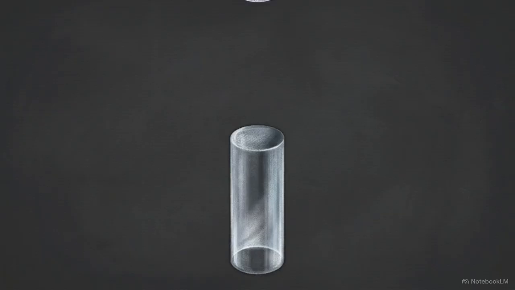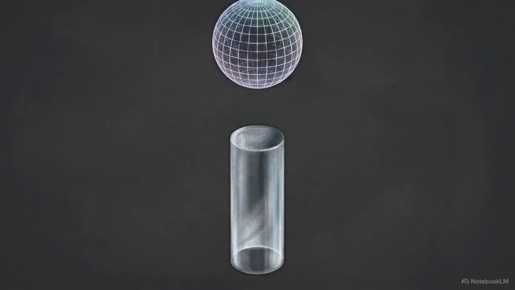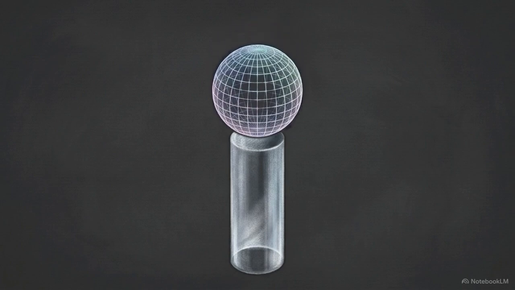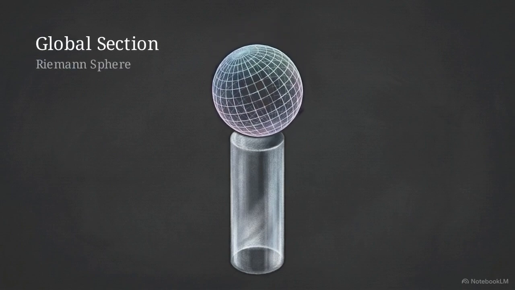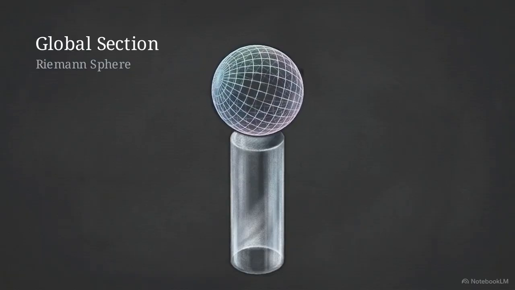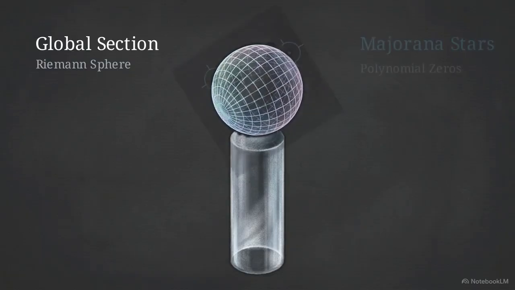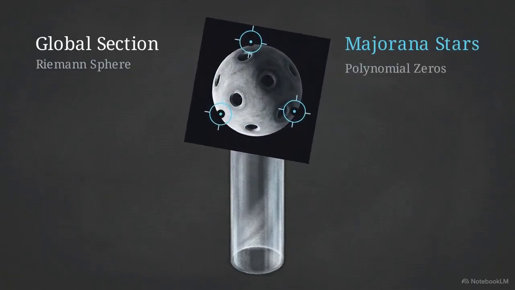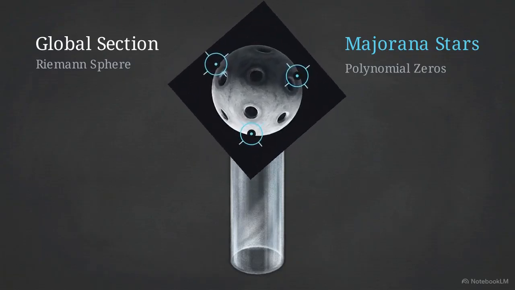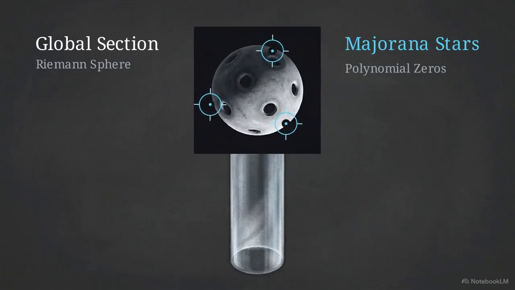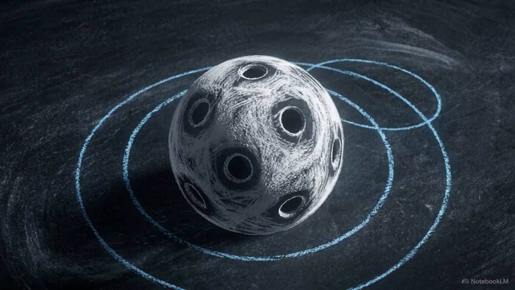Mathematically, this global section takes the shape of a Riemann sphere, embedding itself directly into the geometry of the bundle. The entire embedded sphere rotates as a single unified geometric object. The distinct punctures on this rotating sphere are the zeros of the polynomial, known in applied physics as Majorana stars. The true quantum state emerges from the synchronous rotation of an entire geometric manifold of initial conditions.